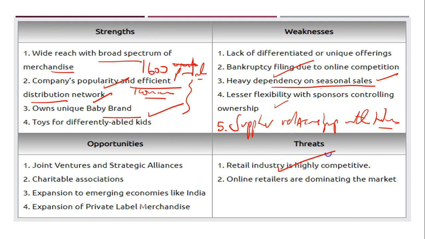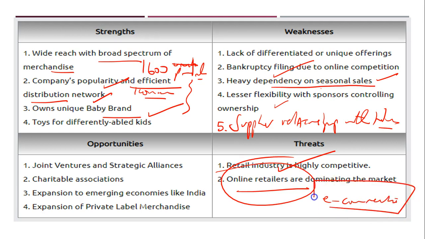Threat, of course, highly competitive and online retailers. So it's good that we are also going online, and we should be able to compete that way, but it is a threat. And in terms of opportunity, we should be looking for strategic alliances, joint ventures. We continue to expand into emerging economies. Also highlight this idea of emerging economies. And continue to have private label merchandise, or just try and look at better ways of branding, improve our branding. Cool, great stuff.